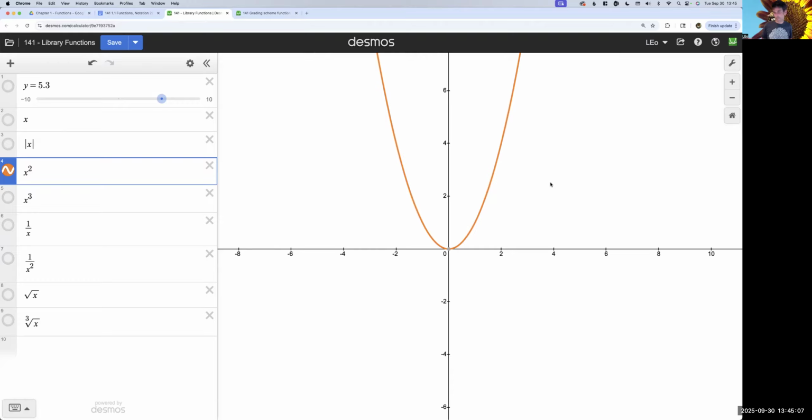Okay, so these are our basic functions. We want to just start familiarizing ourselves with them. We're obviously going to get more complicated in these. These are kind of the building blocks of a lot of what we're going to do down the road.